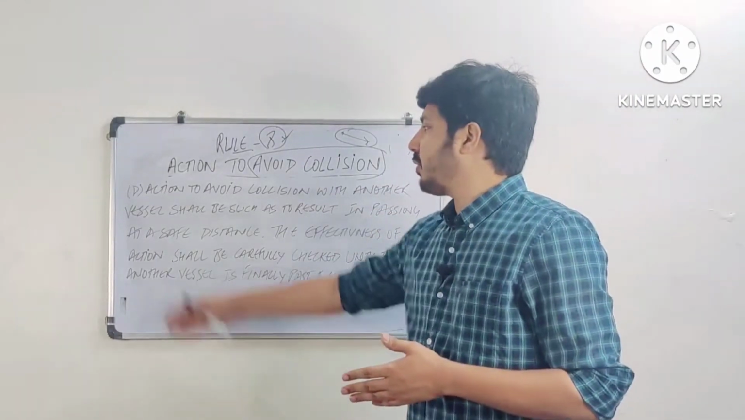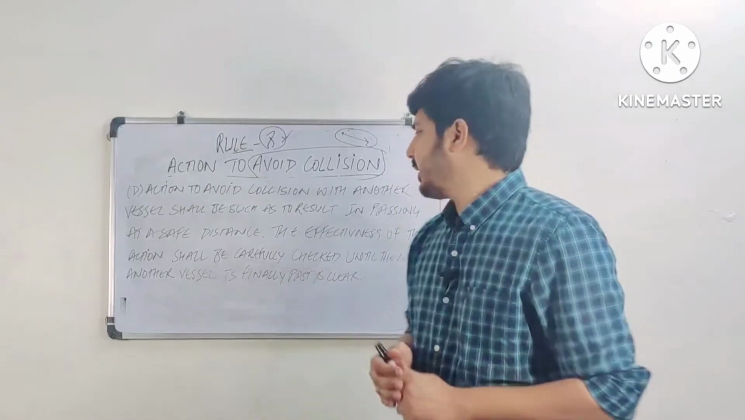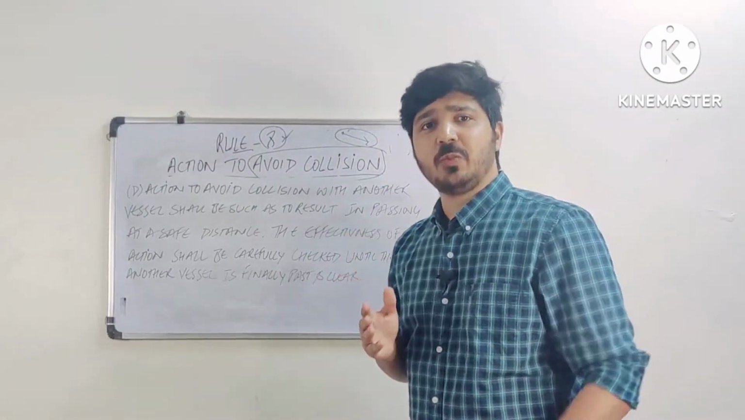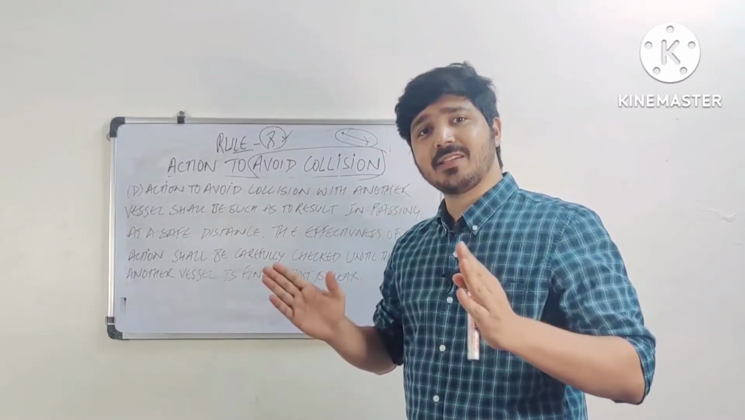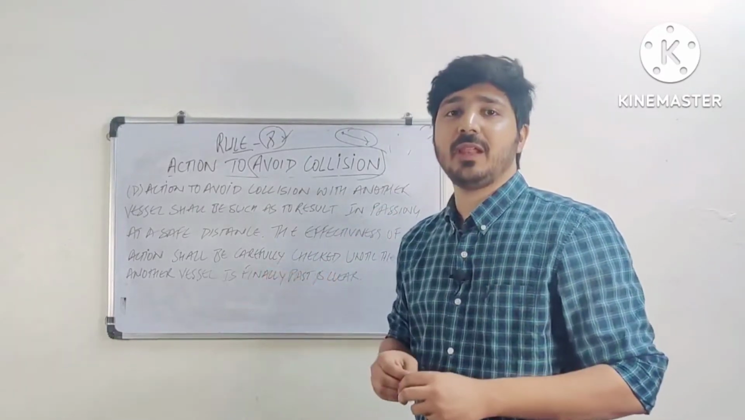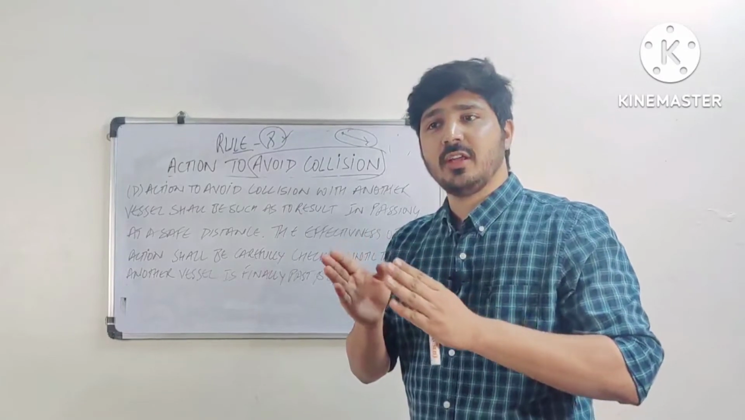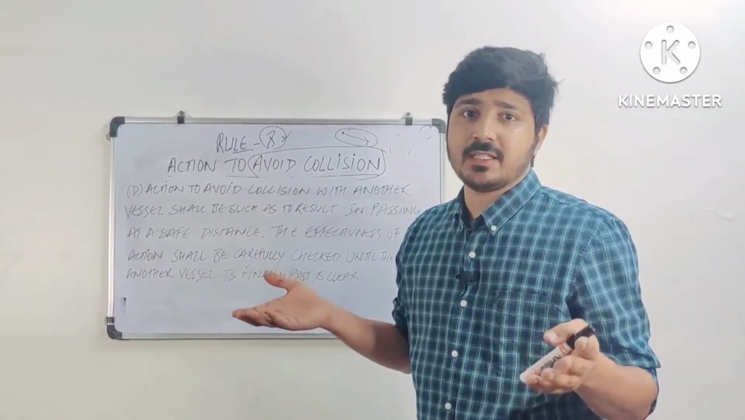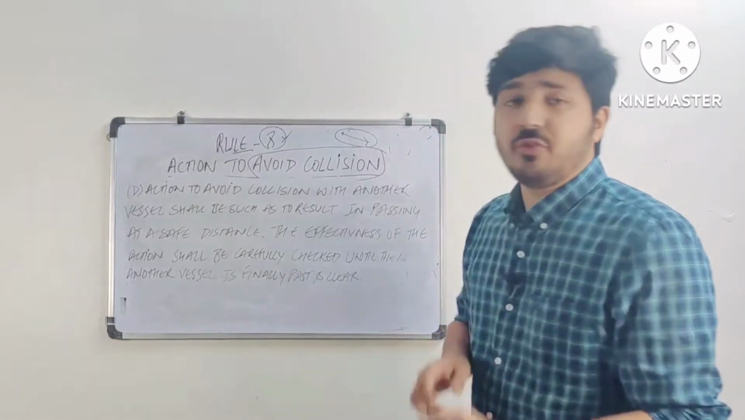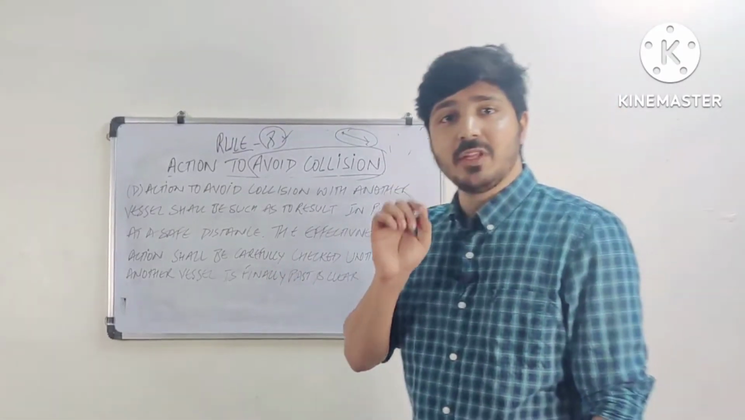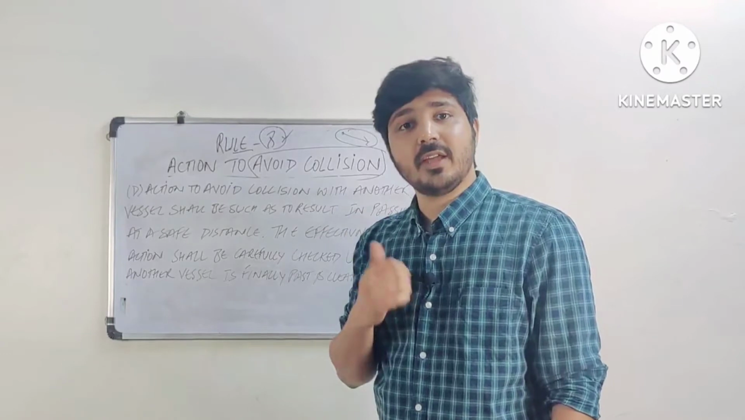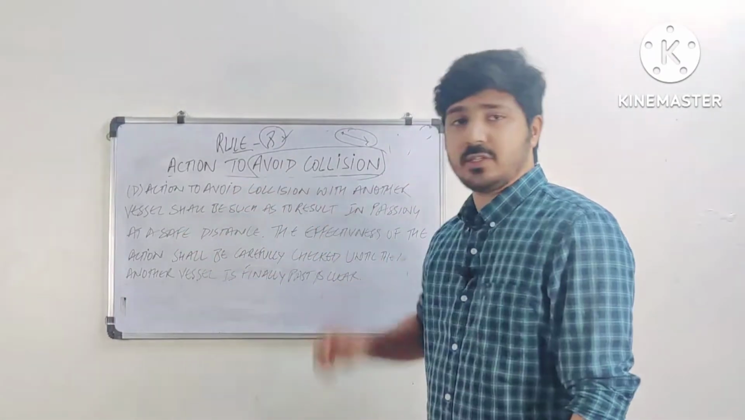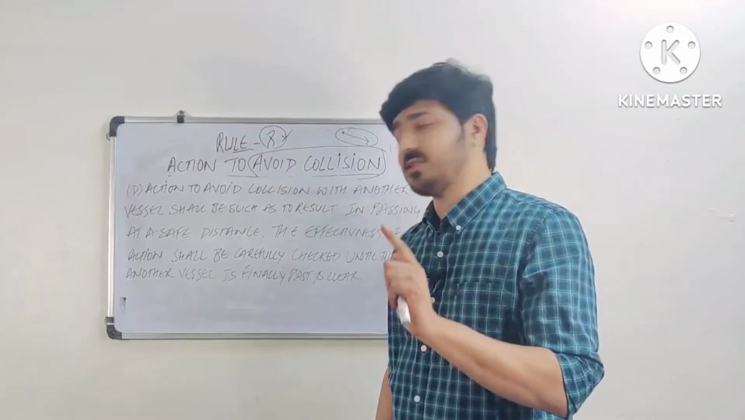Alright guys, so we are going to the part D, which is very simple. They are saying that your action should be such that you need to pass with a safe distance to another vessel. It should not be like you have taken a small alteration and you go just 2 cables or 3 cables from another vessel and that is it. No, you have to pass with the safe distance with another vessel. That is the purpose of taking the action. So you have to pass with the safe distance. Your action should be such.